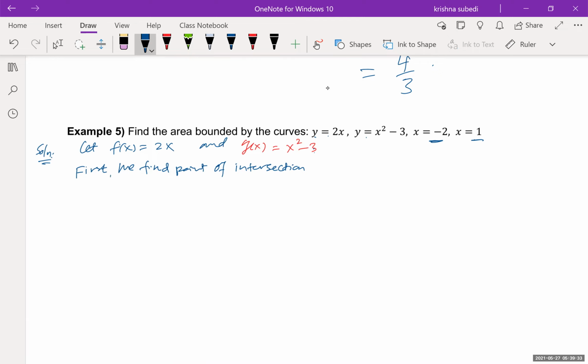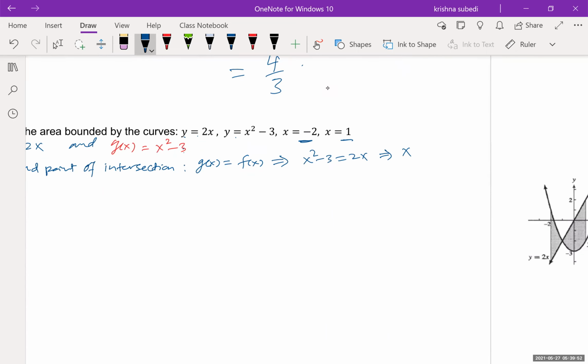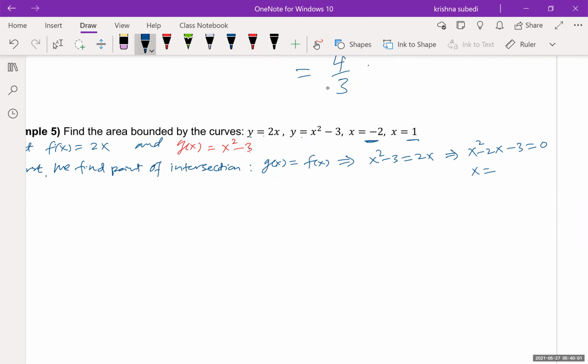Now, first find point of intersection, which means you can write either f of x equal to g of x or g of x equal to f of x, doesn't matter. Which gives me x squared minus 3 equals 2x, which gives me x squared minus 2x minus 3 equal to 0. And solve this and let me know what is the value of x. Okay, guys, I'll wait for you. And give me your answer in the chat box.